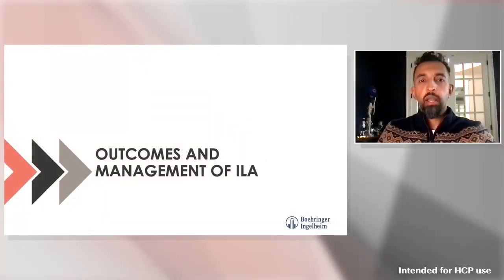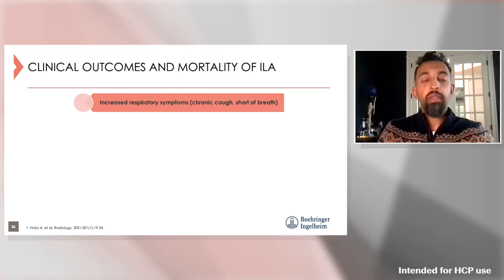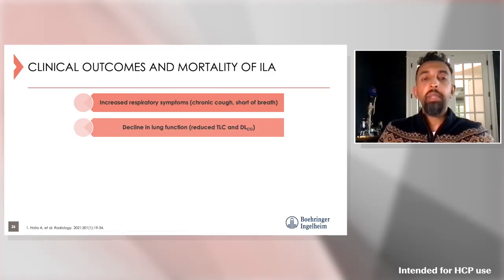So what are the clinical outcomes with interstitial lung abnormality? Well, we know that there's increased morbidity and mortality by just having ILA. What are some of these clinical outcomes? Well, these patients often have increased respiratory symptoms. So some of the findings that we see with our patients with pulmonary fibrosis, these patients with ILA have as well. They have chronic cough. They also have shortness of breath. By PFTs, these patients will have a decline in lung function, which is evidenced by reduced TLC and DLCO.